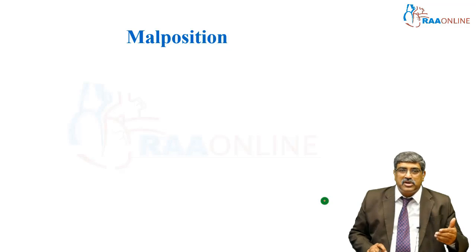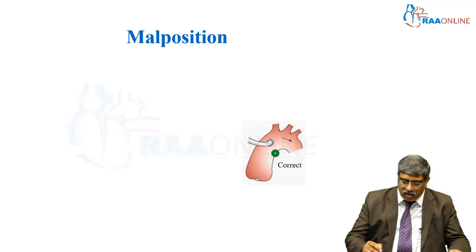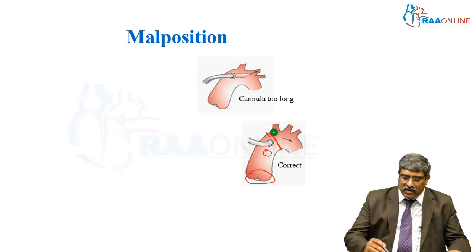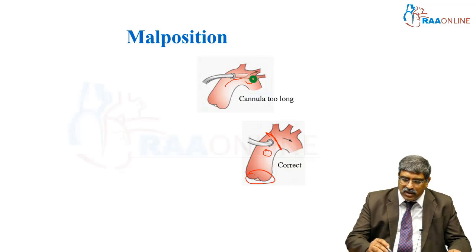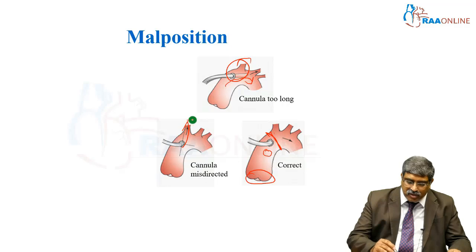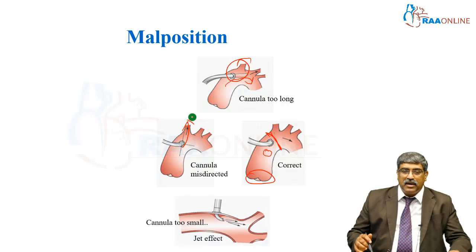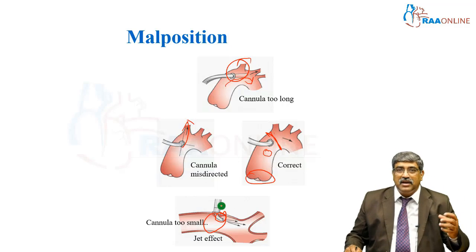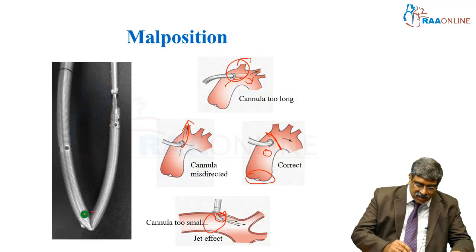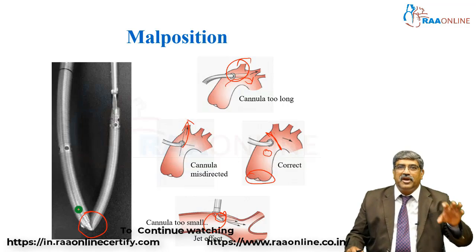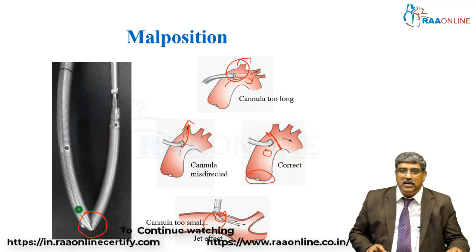Now coming to the position of the cannula, this is the normal correct position of the cannula. It is somewhere midway between the root and the arch of the aorta. Here the cannula has gone beyond the arch vessels. That is not correct. The cannula can be misdirected into the arch vessel. That is also not correct. Or the cannula might be too small for the aorta, where you can have a jet effect. Sometimes the venous cannula can be kinked. These are all the various mechanical problems you face with the cannulation of the aorta and the vena cava.